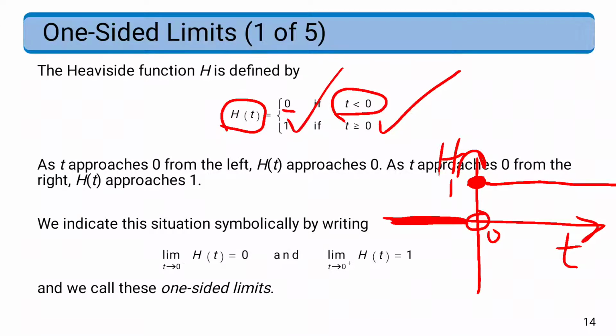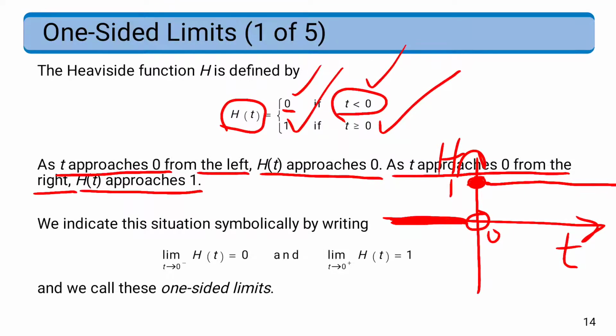So one thing which we can see looking at the graph and also looking at the function, the way it's defined as a piecewise function, you can see that as t approaches 0 from the left, the Heaviside function goes to 0. So when t gets closer to 0, but from the left, the Heaviside function goes to 0. And as t approaches 0 from the right, the Heaviside function approaches 1.